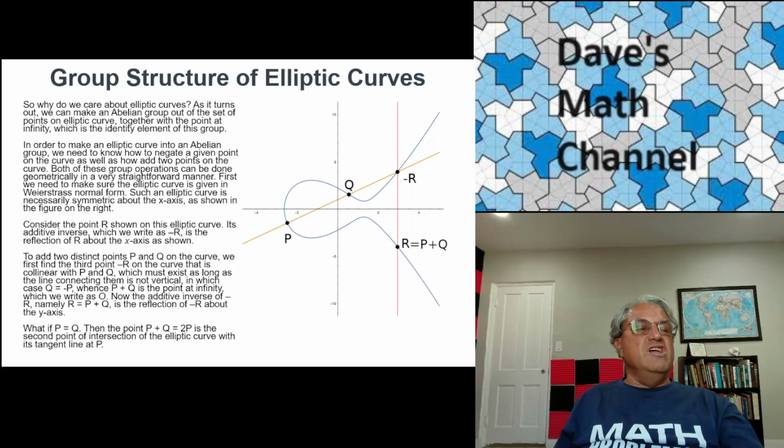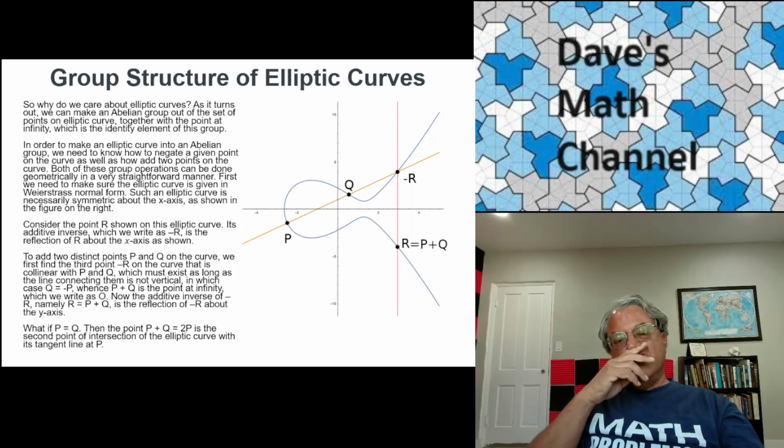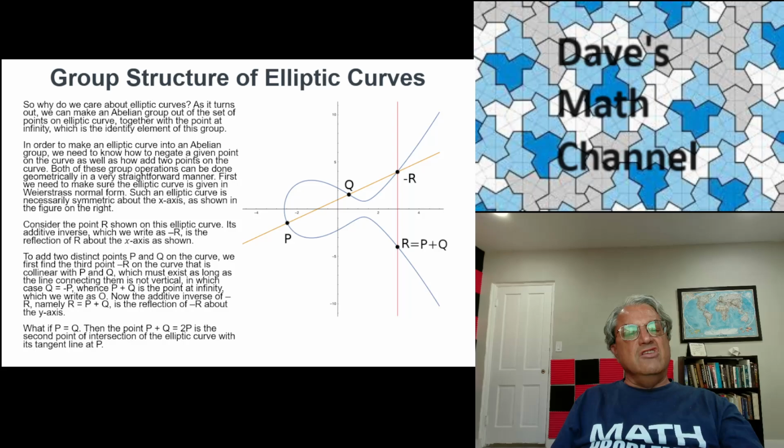And I didn't talk about how to add 2 points yet. That's the other thing we have to know how to do. Well, adding 2 points is pretty easy too. We want to look at these points P and Q. P and Q are supposed to be 2 arbitrary points on this elliptic curve. Whenever you have 2 distinct points on any elliptic curve, you can always draw a line connecting them, and that line always intersects the elliptic curve in a third point. This third point we're calling minus R here.